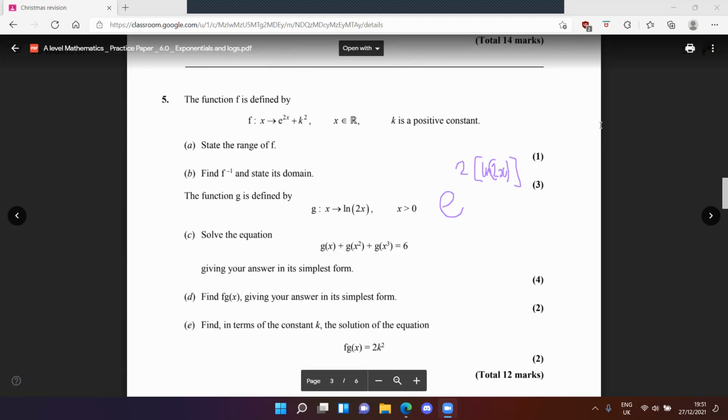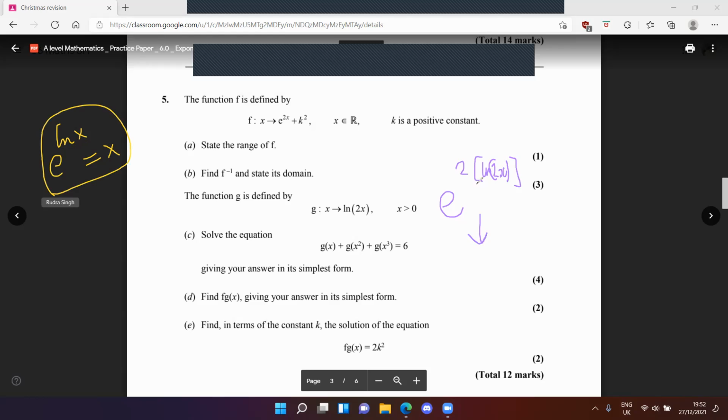I've just found from Google, which I was not sure about, and I can confirm now, that it's a property you can use. So e to the ln x is actually x. I thought it was, but I was not sure, so I checked Google. It is correct. So e to the ln x is x.